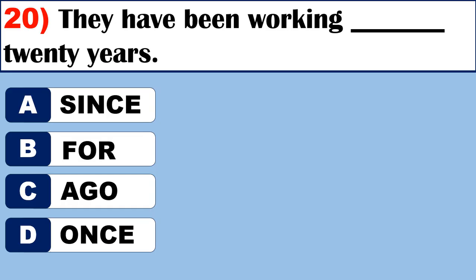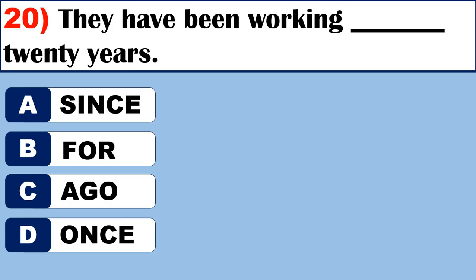Last sentence, number 20. They have been working 20 years. Is it the beginning of the action? Or is it the duration? Or is it the time elapsed since the action is finished? Okay? Do we say they have been working 20 years, for 20 years, since 20 years? They have been working. Number 20, the last one. They have been working since 20 years, for 20 years, ago 20 years, once 20 years.